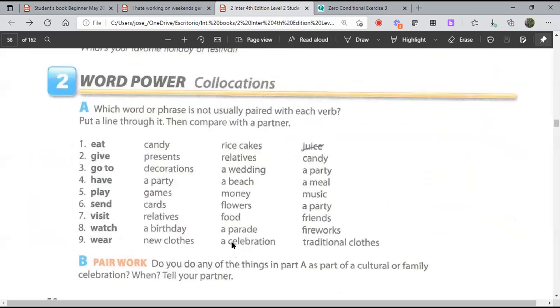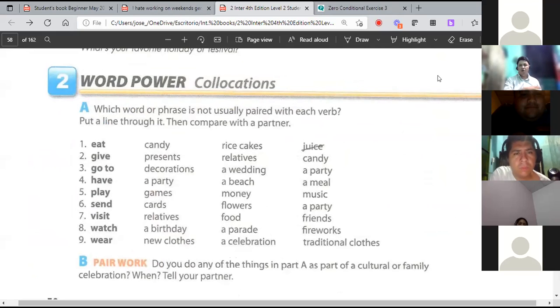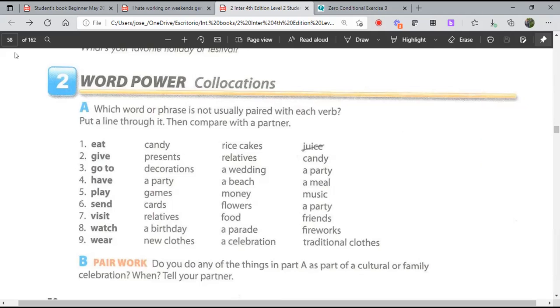All right. Have you heard this word before? ¿Han escuchado esta palabra, collocations, before? Have you heard that word before? Yes? No? Maybe? Okay. A collocation is a phrase, or I would say it is two words that are 99% together. All right? A collocation is a group of words that are always together.